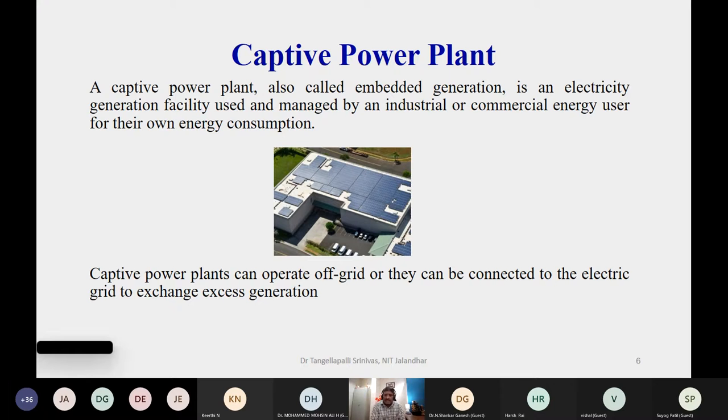So what is a captive power plant? This presentation is mainly focused on the captive power plant. Basically, the meaning of a captive power plant is self generation. It is especially designed for an industry having waste heat recovery. A captive power plant is also called embedded generation. It's an electricity generation facility used and managed by an industrial or commercial energy user for their own energy consumption. That means it's self-generation.